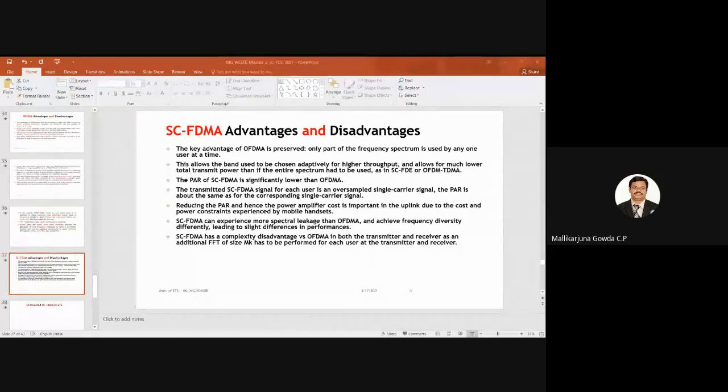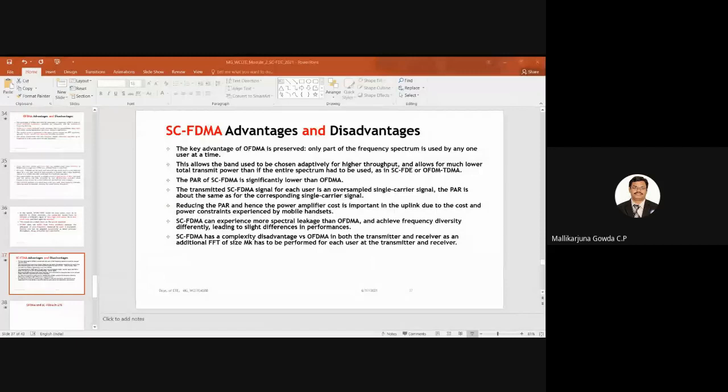The main disadvantage of SC-FDMA is it experiences more spectral leakage than OFDMA. Okay. So that is the drawback of SC-FDMA, what I can say. It experiences what? More spectral leakage. Okay. And it achieves frequency diversity differently, leading to slight differences in the performance. Means what I wanted to say is the performance of SC-FDMA is slightly lower than the OFDMA, I can say.